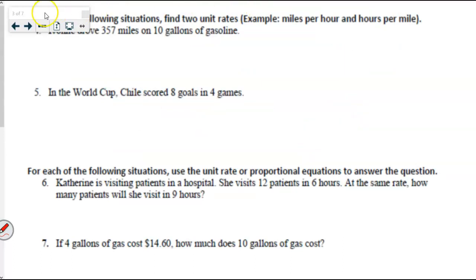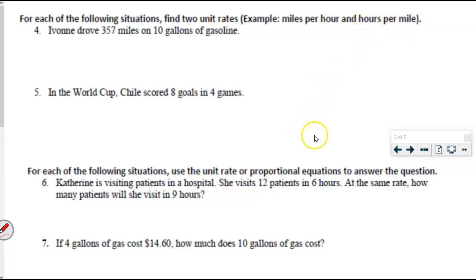Here are some more situations involving unit rates. Again, this time we need to find 2 unit rates. We had a whole lesson that was like this. Here's what we're talking about. Miles per hour, but then that can be reversed to its reciprocal, hours per mile. So we need to find 2 unit rates for each of these problems. Pause the recording and give it a try now, and then we're going to come back together and try it together.